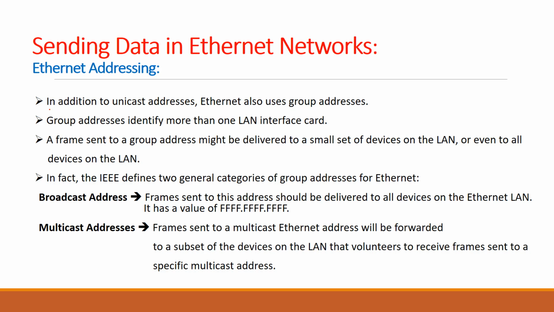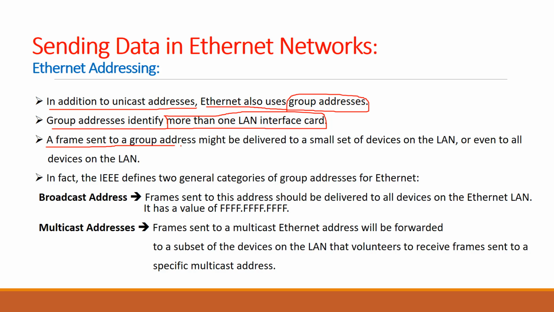So in addition to unicast addresses that represent only one host or interface, Ethernet also uses group addresses. Group addresses identify more than one LAN interface card. So some network interface cards can be in a group, and this group has a group address. A frame sent to a group address might be delivered to a small set of devices on the LAN, or even to all devices on the LAN.